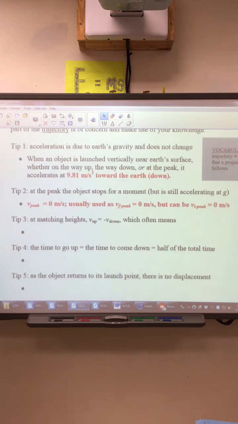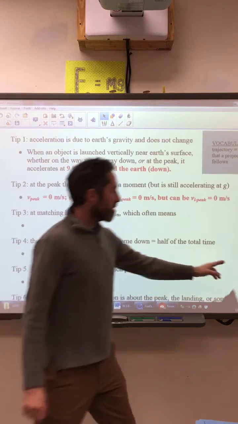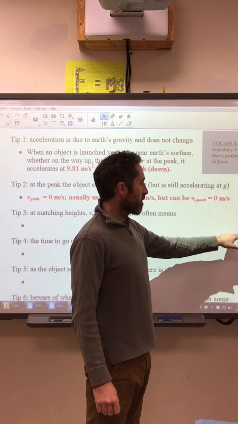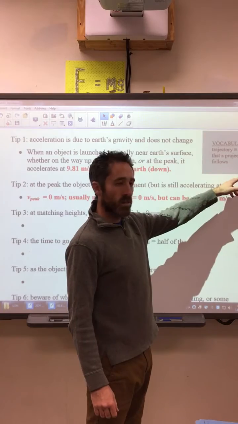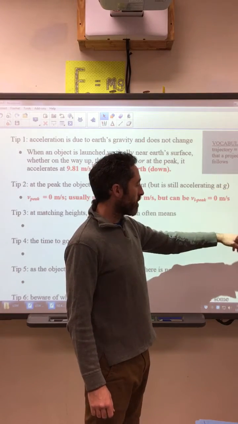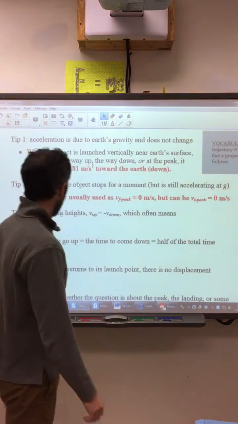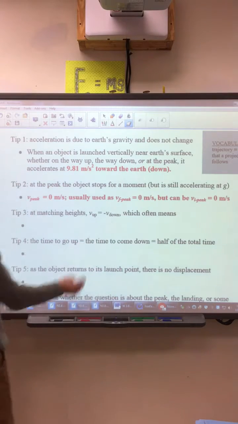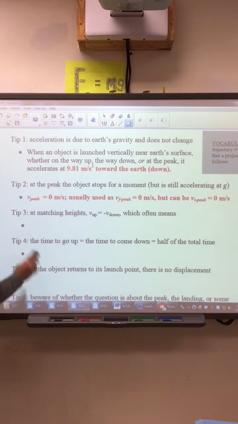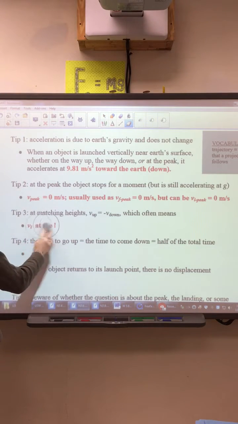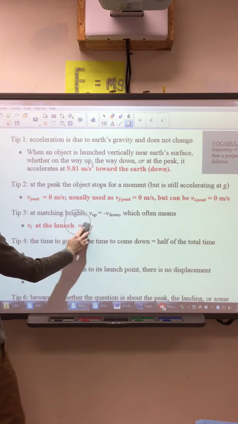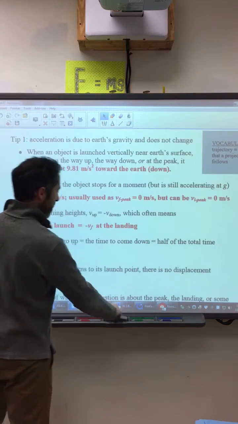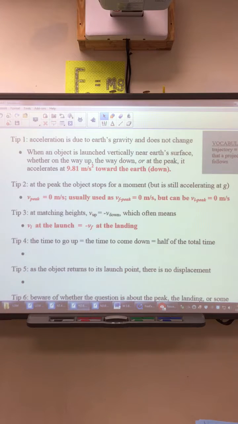All right, tip 3, we saw this from our video. It was fast down here, a little slower, a little slower, a little slower, down to 0, and then again, a little faster, a little faster. They matched. And so at matching heights, your velocities will match. This is a very useful given as well. VI at the launch is going to be negative VF at the landing. The negative matters. If you don't put that in your equations, you end up getting something like 0 equals 0. Great. That doesn't make us any smarter.